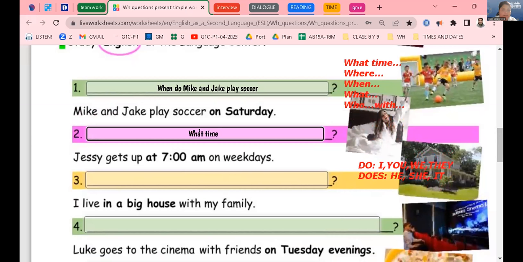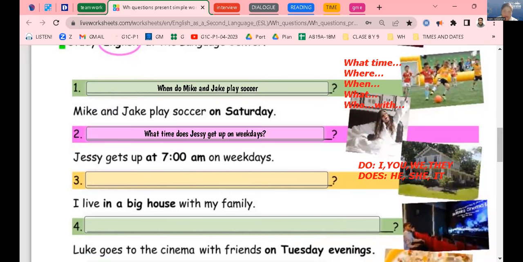Auxiliary? What time? Which is the correct auxiliary for this question? Jesse gets up at 7 a.m. on weekdays. Do or does? What do you think? Look at your sentence. Does. Uh-huh. So we're talking about Jesse. What time does? Who? Jesse. Get up. Okay. Get up. First, get up. Okay. On weekdays. On weekdays. Perfect. What time does Jesse get up on weekdays?